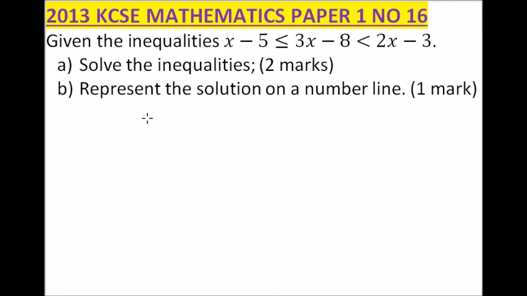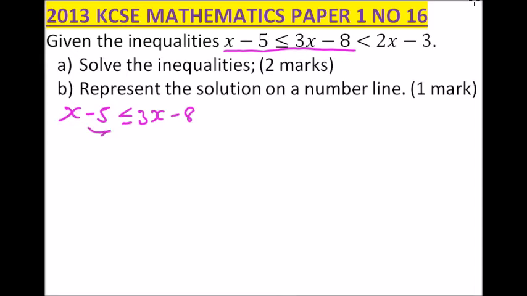2013 paper 1 number 16. Given the inequalities x minus 5 less than or equal to 3x minus 8 less than 2x minus 3, solve the inequalities. So we start with that, and to do that we start with the two inequalities first. So we have x minus 5 less than or equal to 3x minus 8. In this case, you put the like terms together.